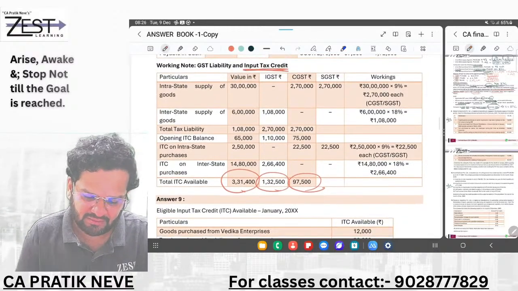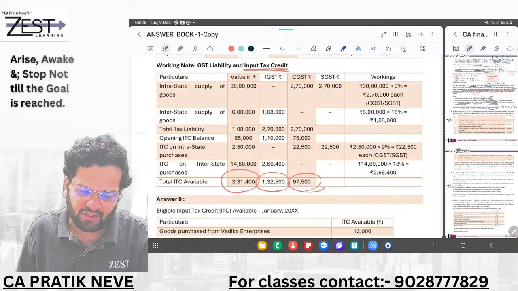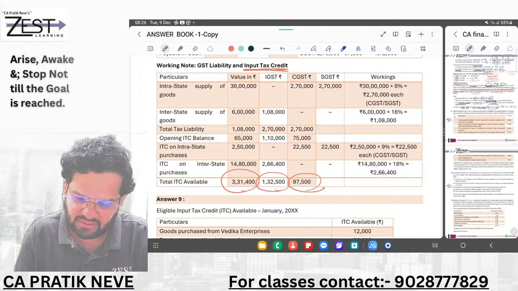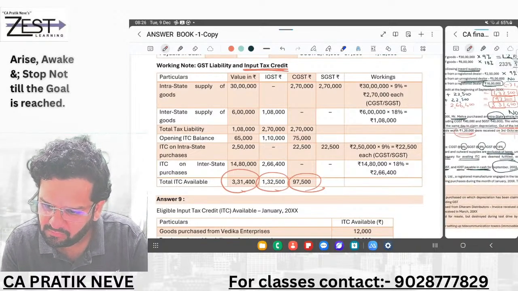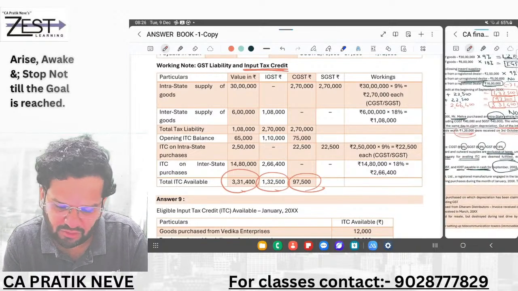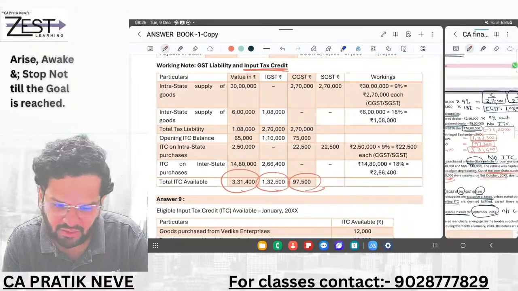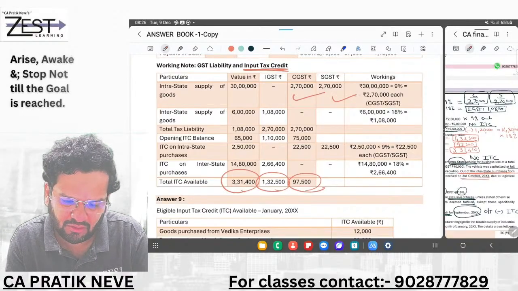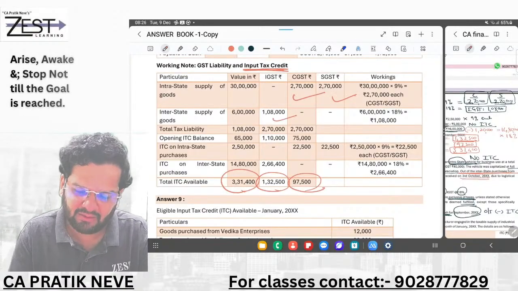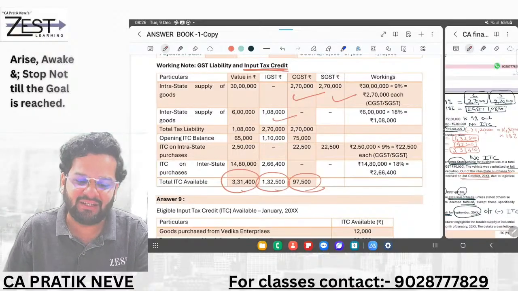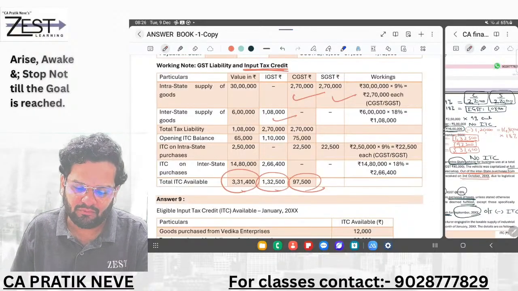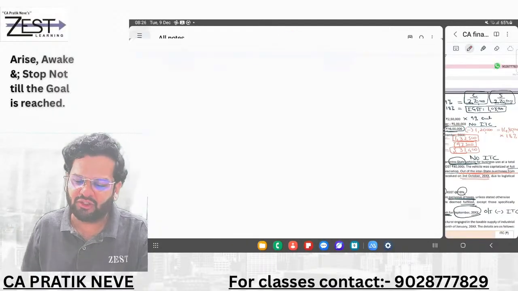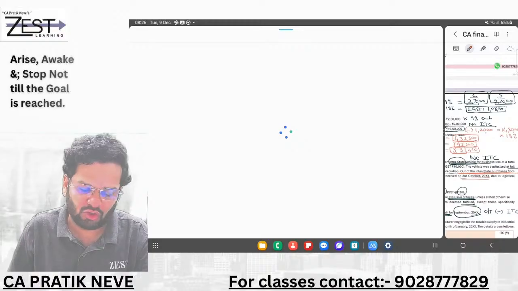This is your ITC. Okay, and your output tax is, check. So see, 132,500, 97,500, 331,400. Your output tax is 2,70,000, 2,70,000, and IGST 1,08,000. So are you ready for solving this now? Now, how to solve this? I'm just going to take you through formal solving of this.